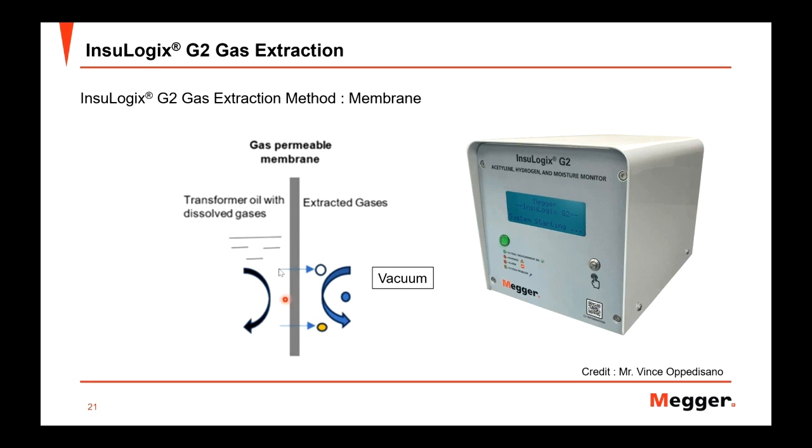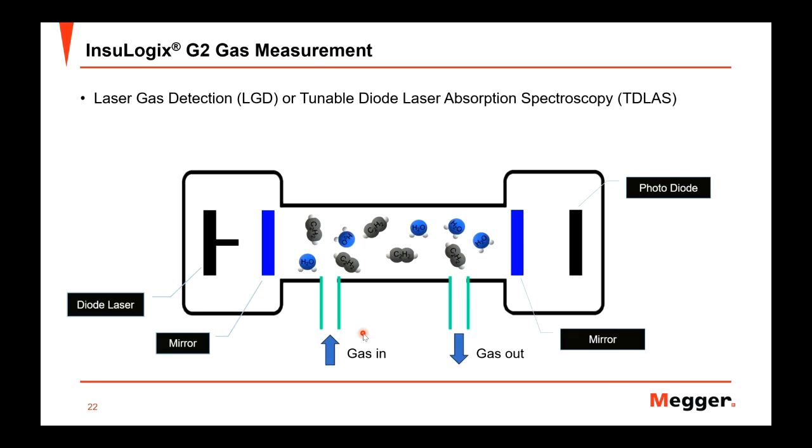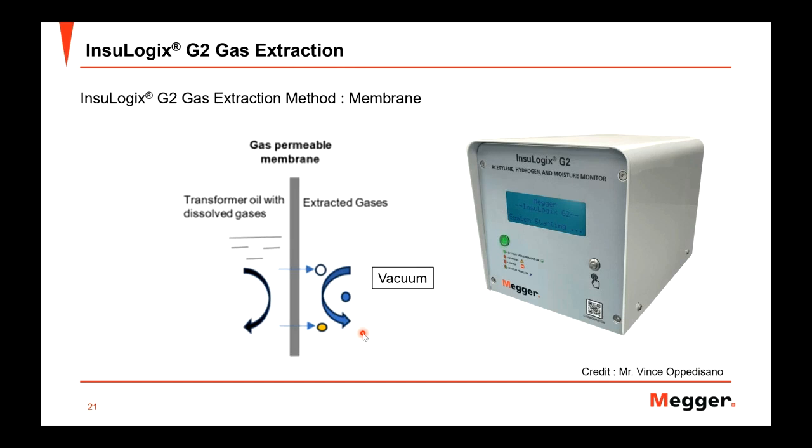On the left hand side is the oil. We will let the oil flow through this membrane, and on the other side of the membrane we extract the gases. We make it like a vacuum on this side, and we pull the gas out from the oil. Very simple and very effective too. Our design is very effective. I will show you later why our design is very effective.